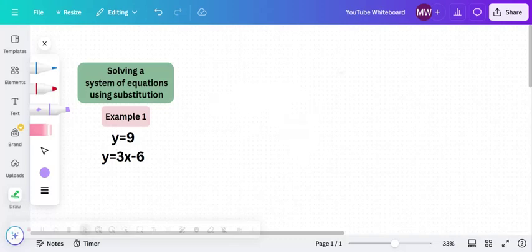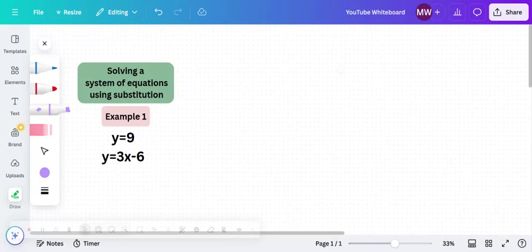In this video, we're going to practice solving a system of equations using substitution. Substitution means to put one thing in place of another thing. So we have our system of equations here, y equals 9 and y equals 3x minus 6.